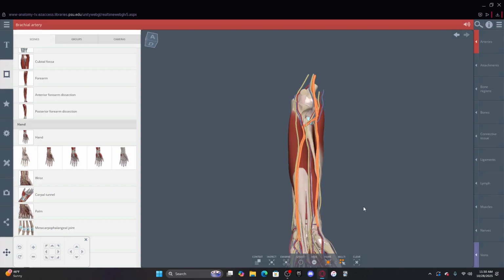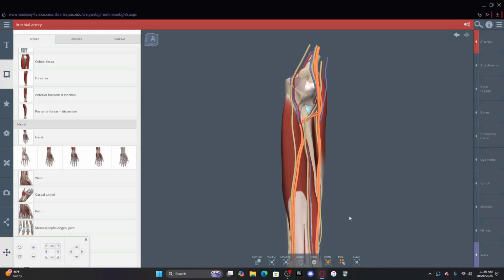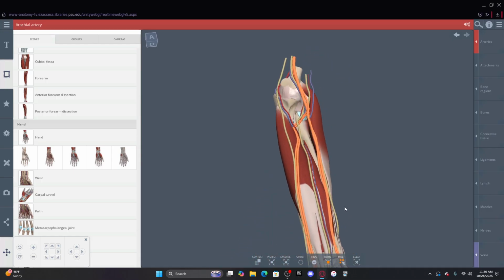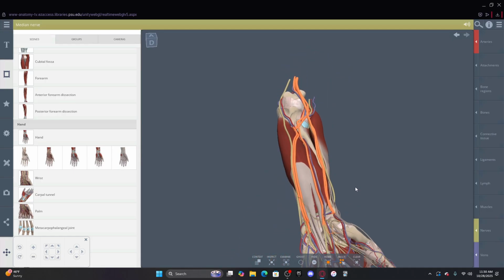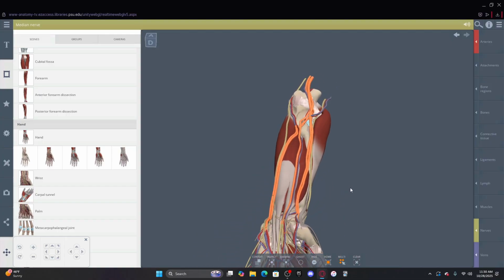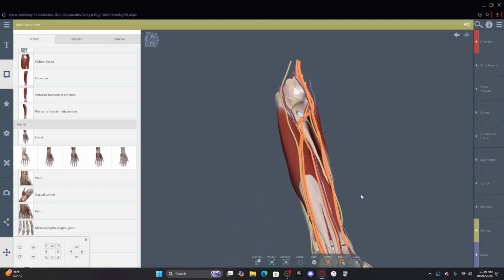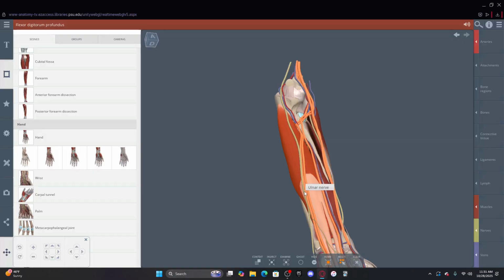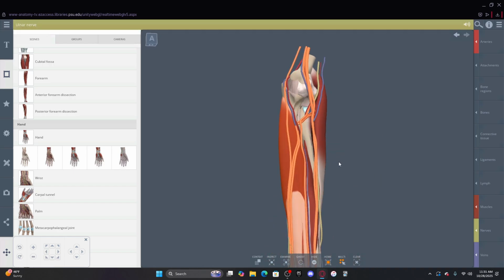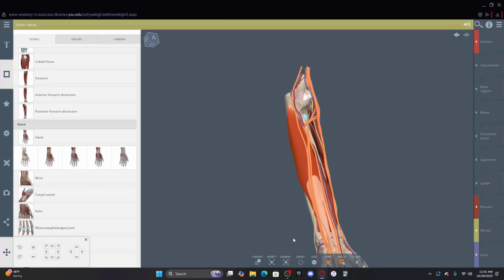Then we have the median nerve running in the middle of the anterior forearm, and then we have the ulnar nerve running on the most medial part. So in the middle of the anterior compartment, right through the middle of it, we have the median nerve, and if we move more medially, we have the ulnar nerve.